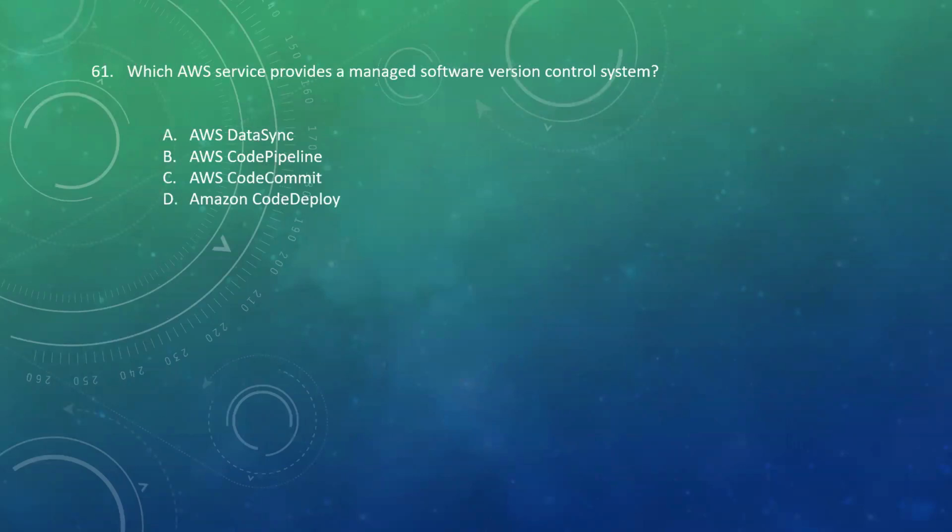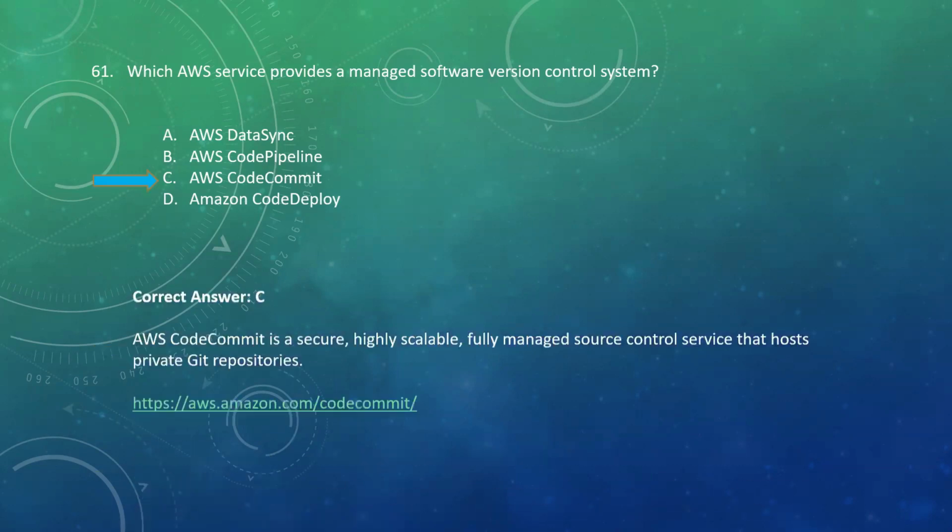Let's now get back to the questions. Which AWS service provides a managed software version control system? Your options are AWS DataSync, AWS CodePipeline, AWS CodeCommit, and AWS CodeDeploy. So the right answer is option C, AWS CodeCommit.